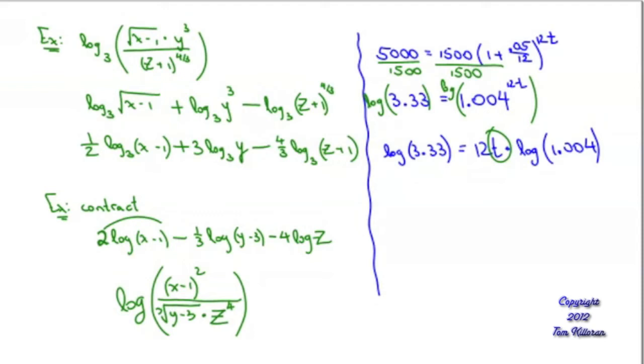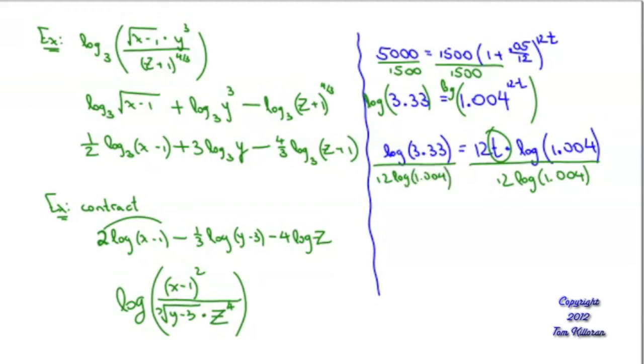So you're going to divide both sides by 12 log of 1.004. We're trying to solve for t. What's next to the t? The 12 and the log. To get rid of them, since it's all multiplication, I'm going to divide. So divide this side by 12 log of 1.004.